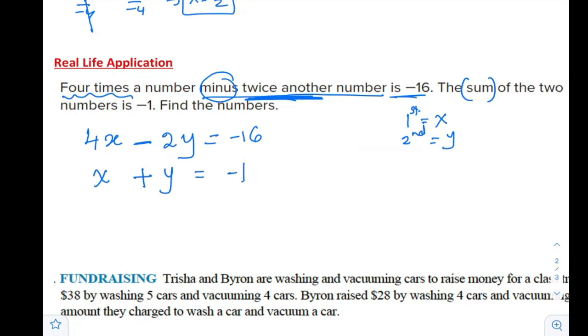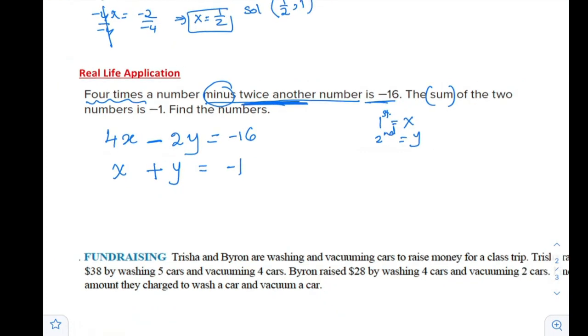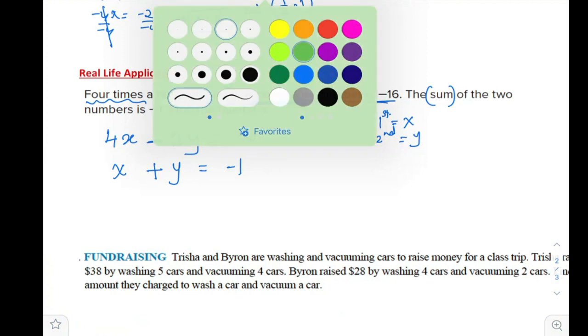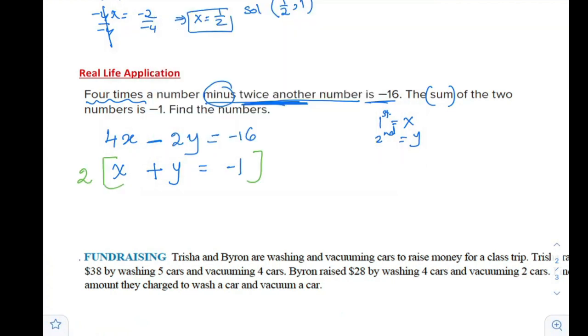None of the coefficients is the same as the other. So easily you can choose the second one, which is this one. You can multiply by 2 to cancel the 1. It's, I think, the easiest.